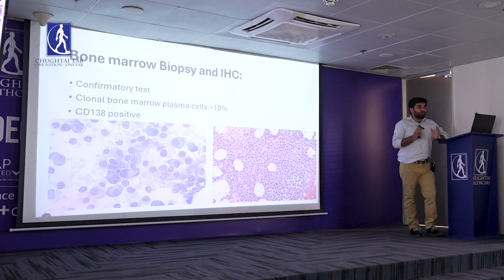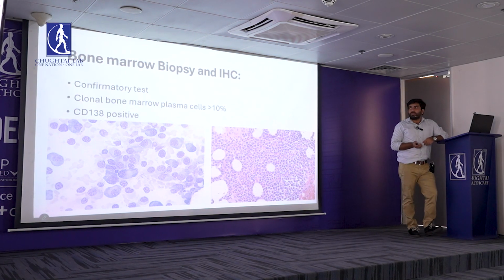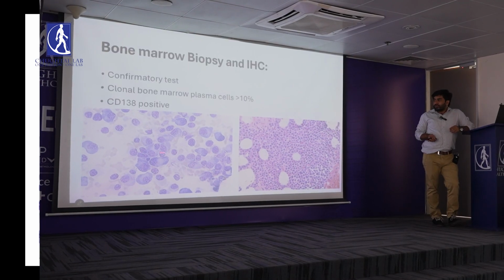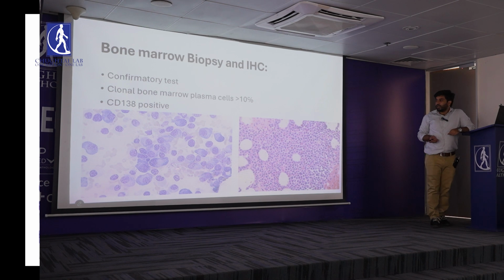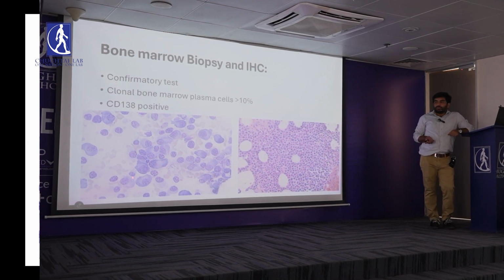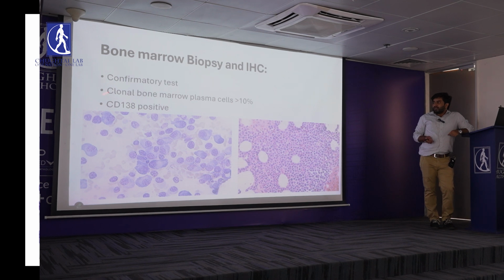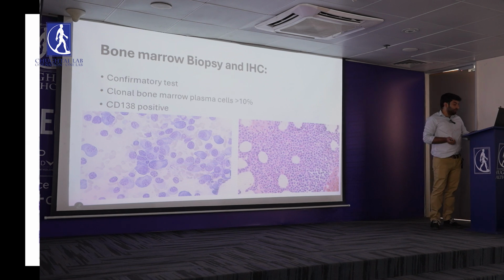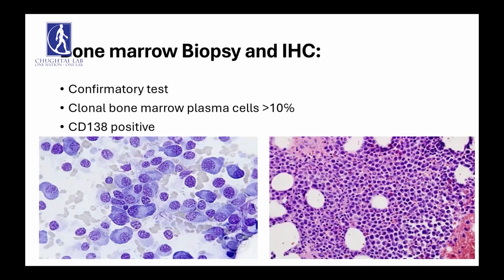Bone marrow biopsy is a confirmatory test for multiple myeloma, and there will be more than 10% plasma cells, along with other myeloma-defining events like hypercalcemia and renal involvement, as I have described earlier. As you can see in this bone marrow aspirate, we can see a dozen plasma cells with eccentric nucleus, perinuclear halo, clock-face chromatin, and basophilic cytoplasm as well. In IHC, there will be CD138 positivity, which is a specific marker for the plasma cells.